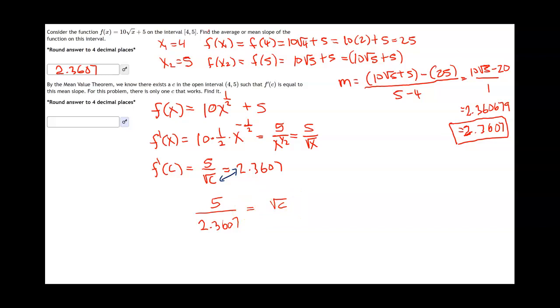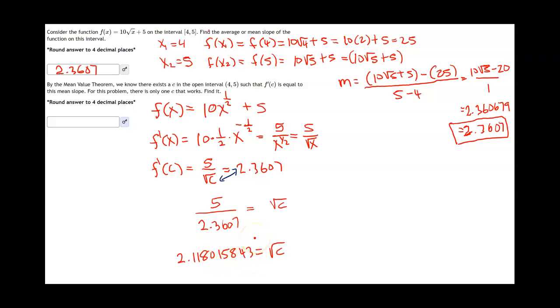Okay, from here, we need to put this into a calculator, and I'm going to put 5 divided by 2.3607. And in any kind of a middle step, you have to make sure that you keep at least 6 or 7 decimals. So I'm going to put this equal to 2.118015843. And the more decimals, the better.